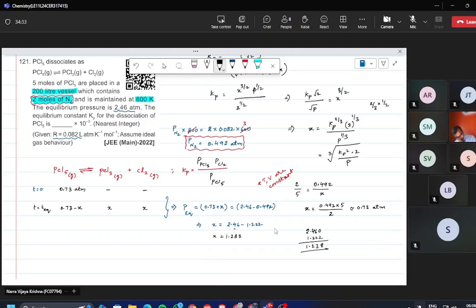Correct? Or something wrong? Sir, the X value is coming as 1.23, sir. That 5 moles of PCl5, that one is 1.23 atm. Here you are getting 1. Yes, sir, 1.23. You told 0.73.